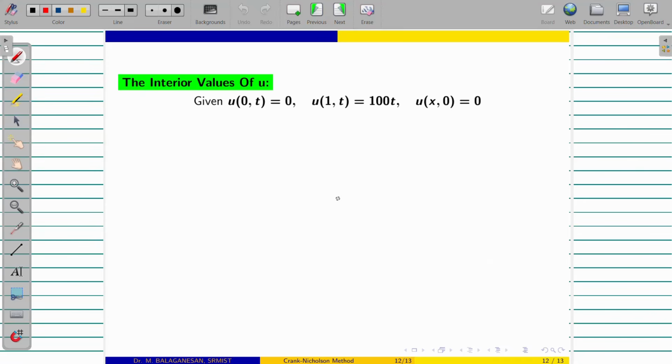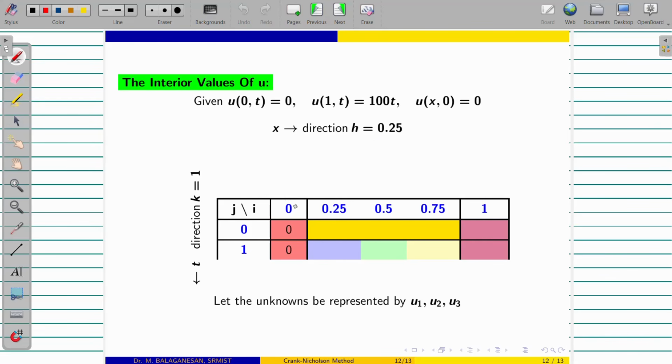So the boundary conditions: in the x direction, h is equivalent to 0.25. We found k value is equal to 1. It is in the t direction. Now draw this u of 0 comma t. At x equal to 0, u value is 0. So 0, not this one. That 0, not it. This 0, 0. At t equal to 0, t equal to 0 also u value will be 0.